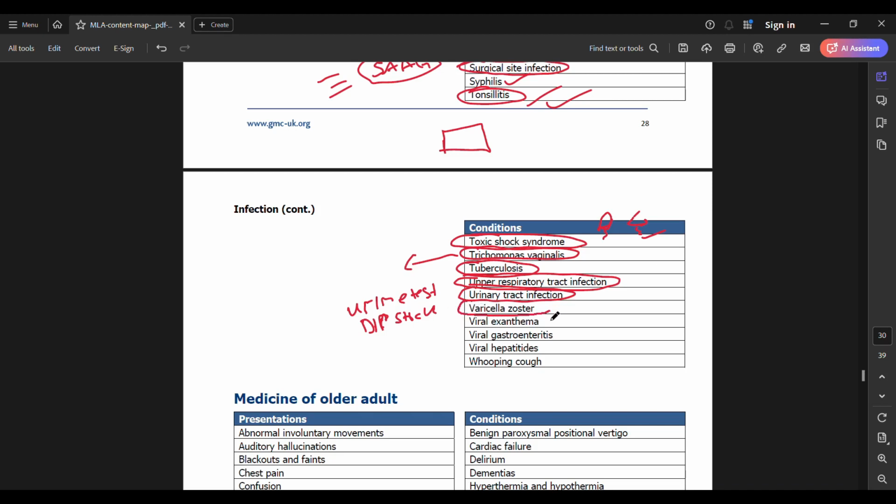Okay. Next, you have varicella zoster. This may show up as chicken pox, or it may show up as shingles or post-herpetic neuralgia.